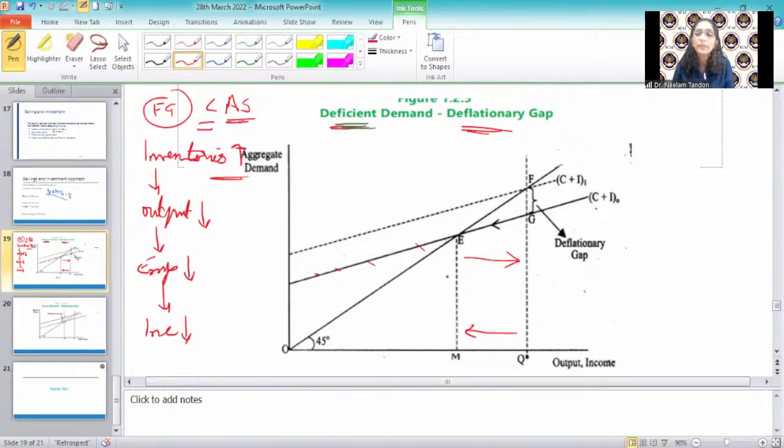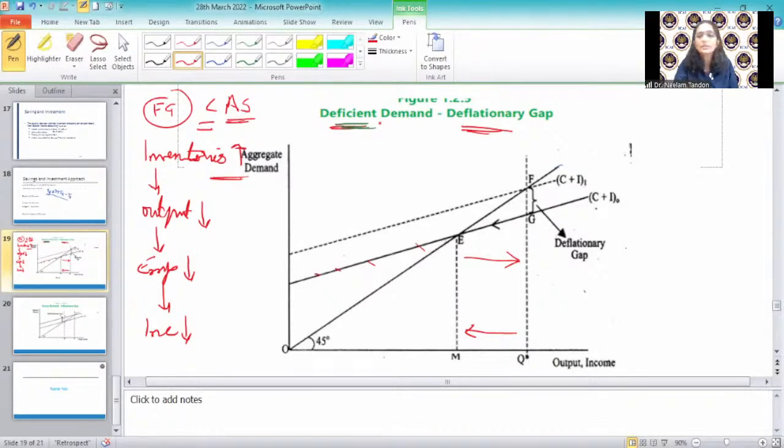So deflation is bad. Deflationary gap, deficit demand is bad. And all countries over the world, you see what is happening during this Ukraine and Russia crisis. Ukraine will be having deficit demand, isn't it? So output will reduce, income will reduce, employment will reduce. This is deflationary gap.